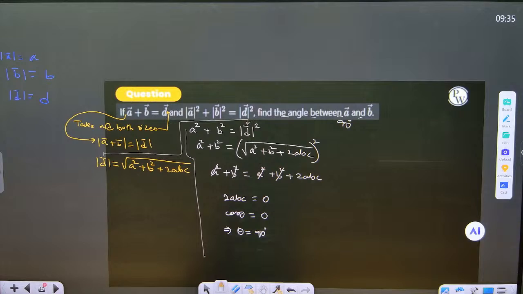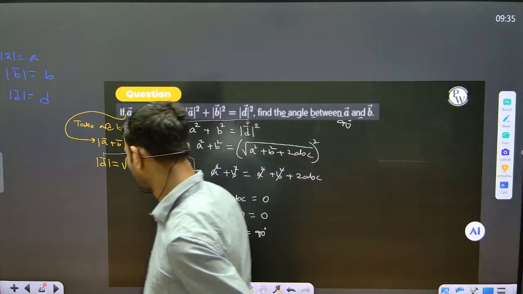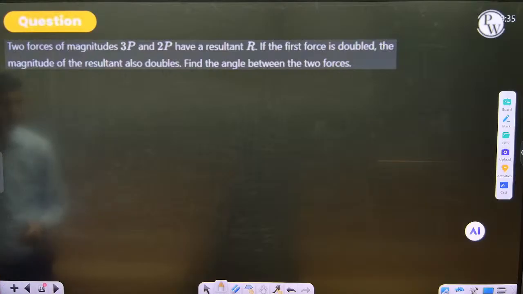Fine, so let's go ahead. Two forces 3p and 2p have resultant R. If the first force is doubled, the magnitude of the resultant also doubles. Find the angle between the two forces. So two forces of magnitude 2p and 3p have resultant R.